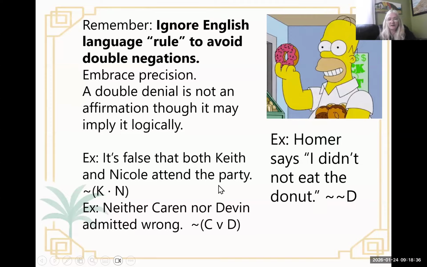It's false that both Keith and Nicole attend the party. Negation, parentheses, K and N, in parentheses. Neither Karen nor Devin admitted wrong. In this case, it's negation, parentheses, C or D, end parentheses. So neither nor is not either or, and it is false that is not both in this case.